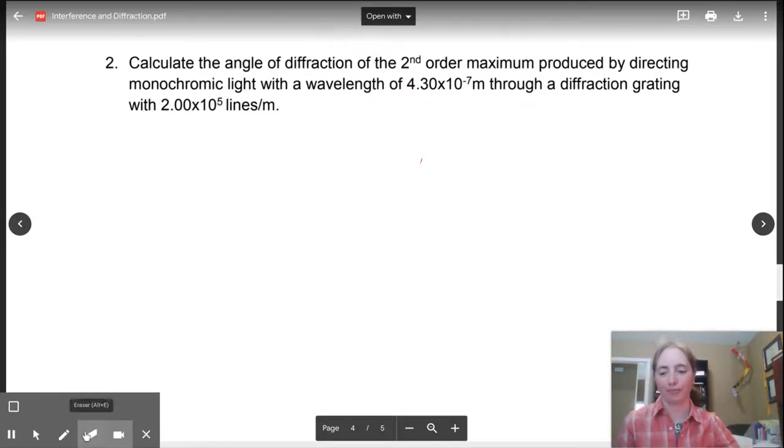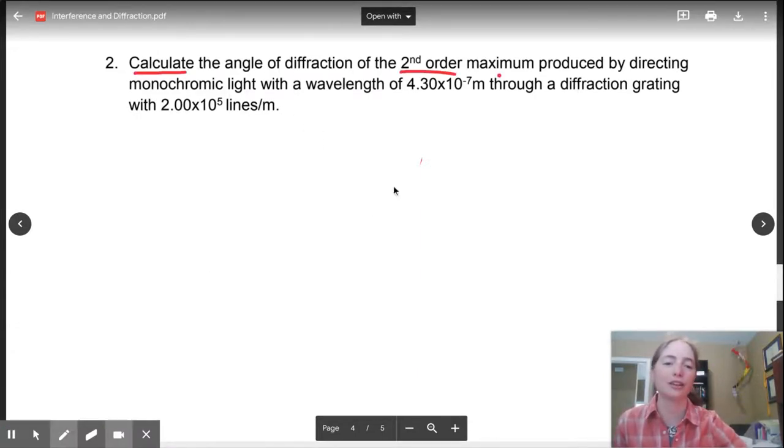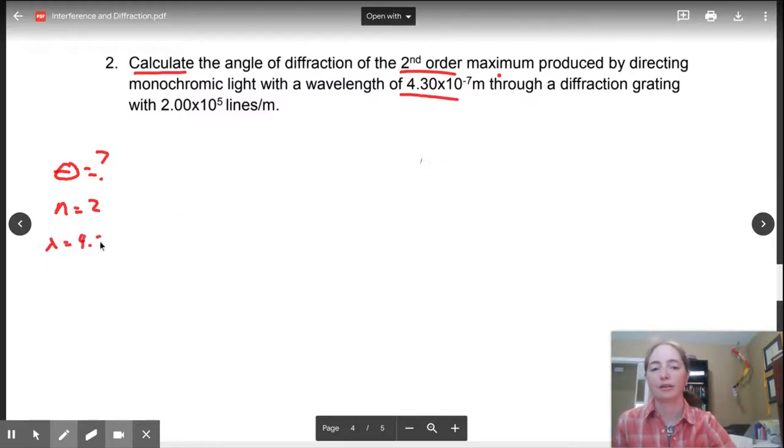Okay. So calculate the angle of diffraction of the second order. So we want theta of the second order maximum. All right, so that means our n is 2. Produced by directly shining monochromatic light with that wavelength. Okay, another challenge. What color is that laser beam? Through a diffraction grating with that many lines per meter. Well, notice our units, lines per meter. So our lines per meter, ladies and gentlemen, remember that we can use this guy.